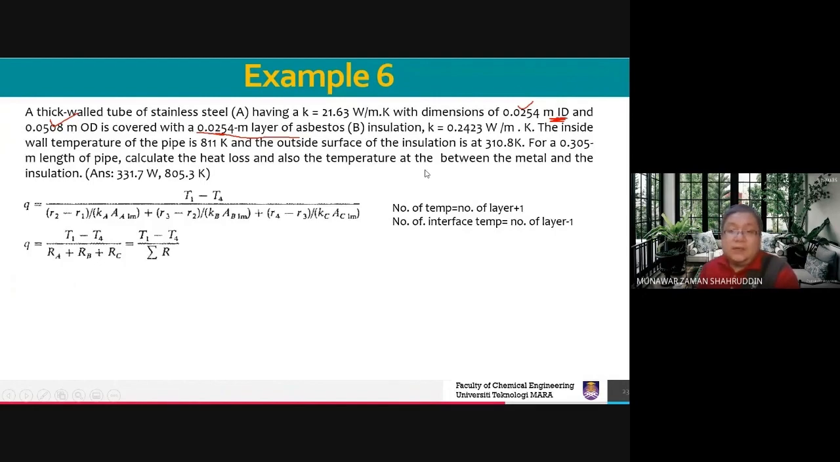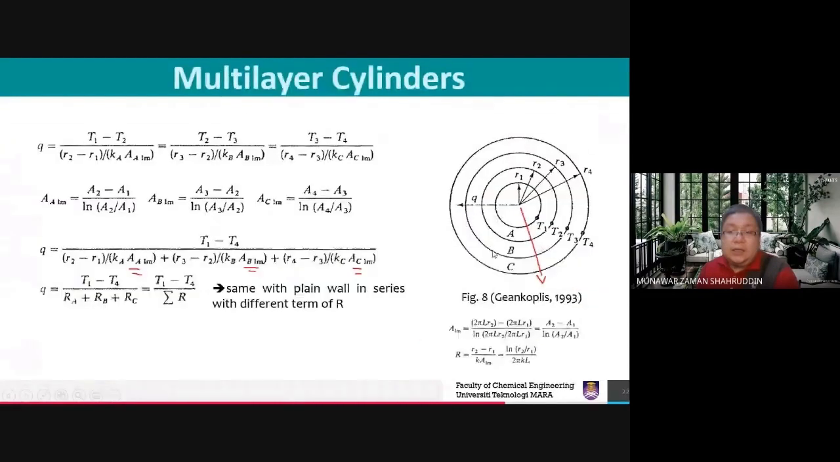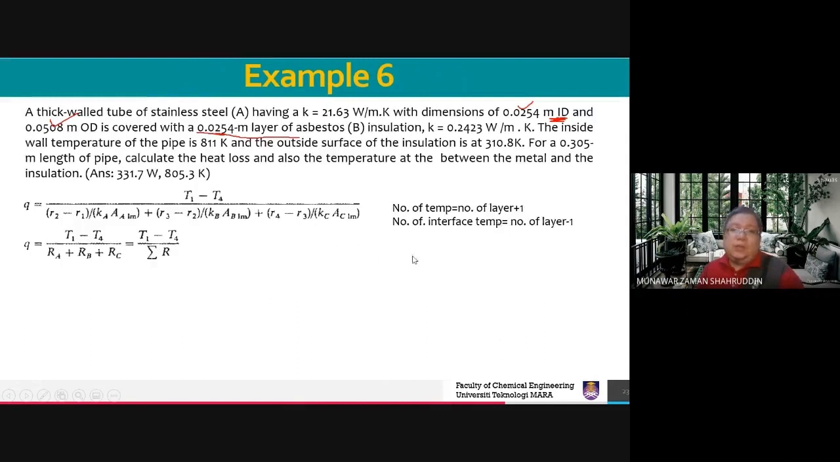Sama macam yang ini lah. This one you ada 3 layer kan. Interface dia ada 2, T2 dengan T3. Temperature dia ada 4, so 3 campur 1, 4. 3 tolak 1, 2. Interface dia ada 2. Sebenarnya tak perlu pun formula ni, bila you lukis boleh tahu. Cuma just to remind sajalah.